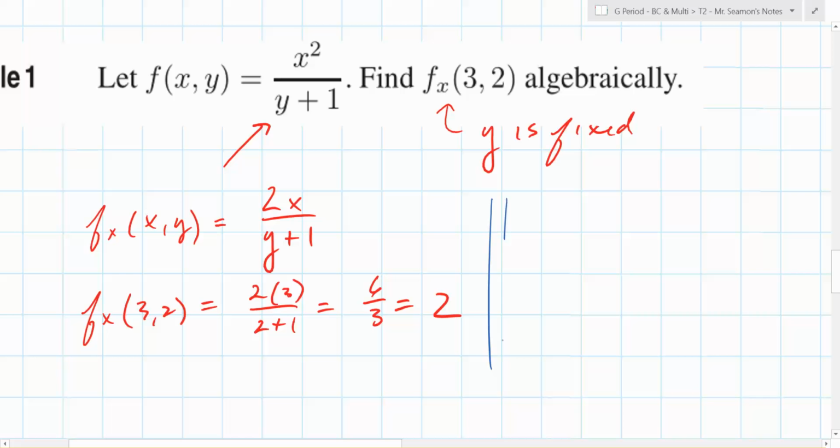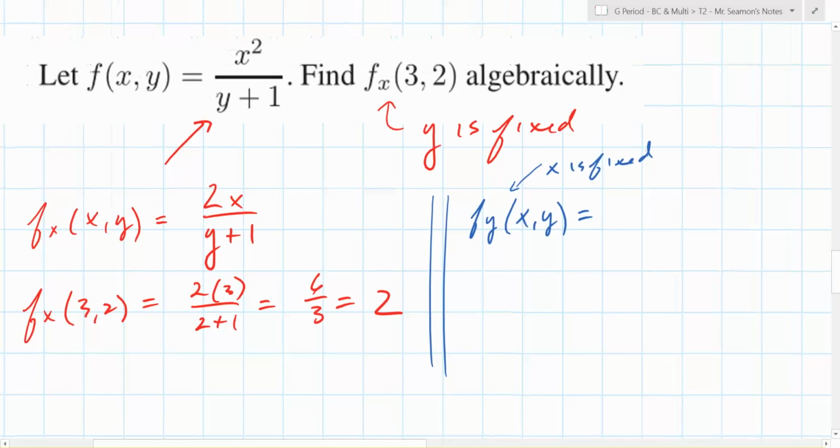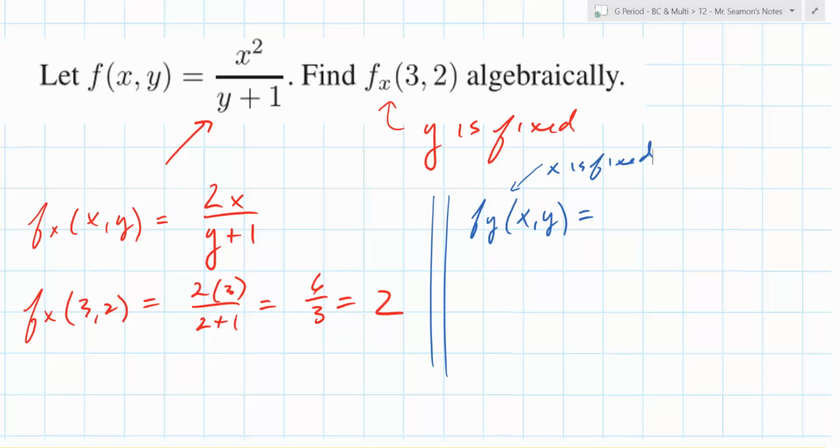What could we also find if we wanted to? fy of xy. We need to find a different partial. So what do we fix in this case? X is fixed, right? So if that's a constant on top, so you treat x squared as a constant, anybody want to tell me what the derivative is going to be? Negative x squared?